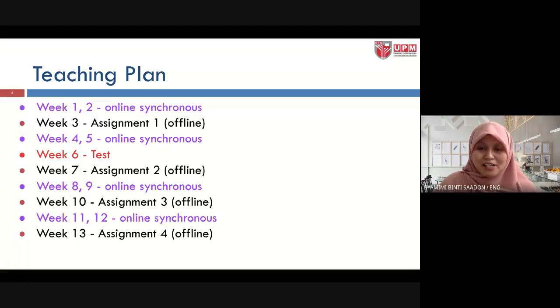So you guys know that you have to come back for the final exam, right? Face to face. The final exam is face to face. I won't do the final exam online. So you know that you have to come to Malaysia for the final exam. The test will be online, the continuous assessment will be online, except for the final exam.